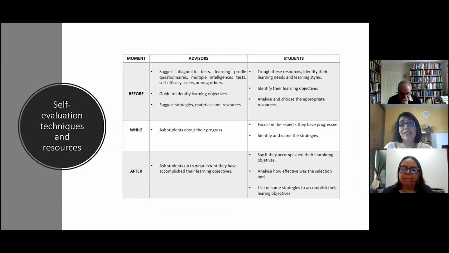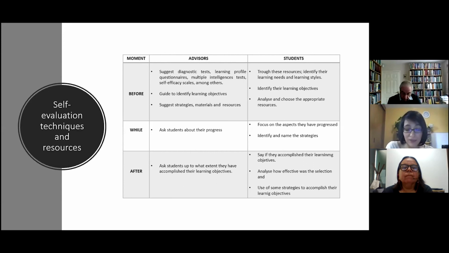Over here, we can see a self-evaluation layout for techniques and resources. Here you can see that we have a before, while, and after moment, right? Here we can see that advisors and students are working together, right? So I'm going to focus on what the student needs to do, right? So the student needs to identify their learning needs and learning styles. The students need to identify their learning objectives and analyze and choose the appropriate resources.